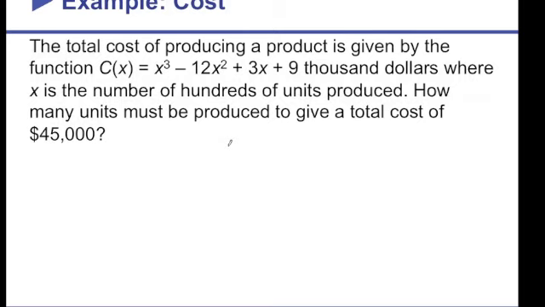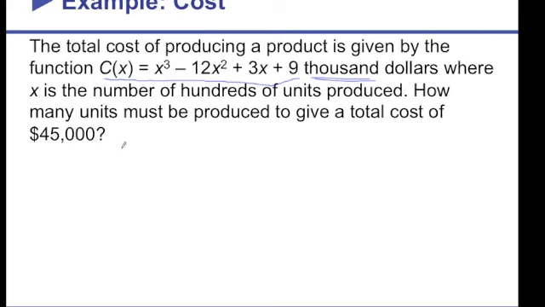The total cost of producing a product is given by this cost function. C of x equals x cubed minus 12x squared plus 3x plus $9,000. That $1,000 is important. Where x is the number of hundreds of products produced, how many units can be produced to give a total cost of $45,000?